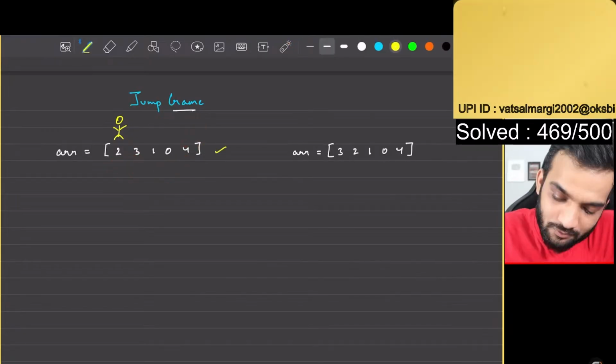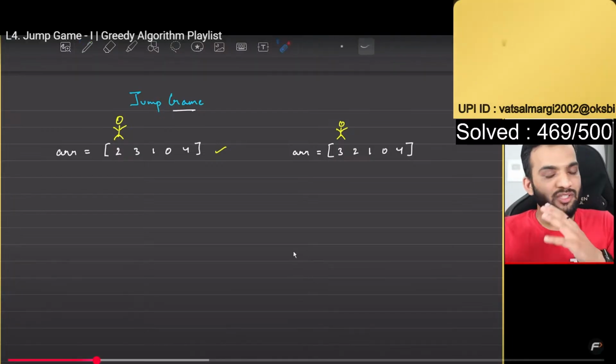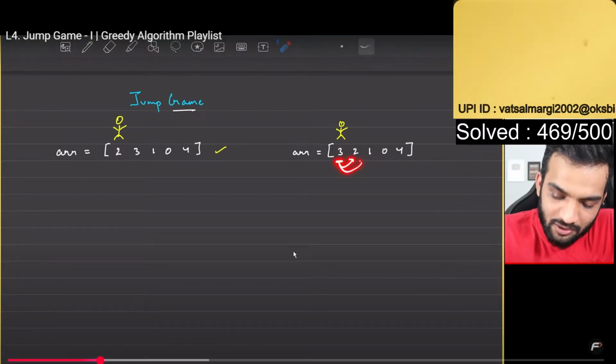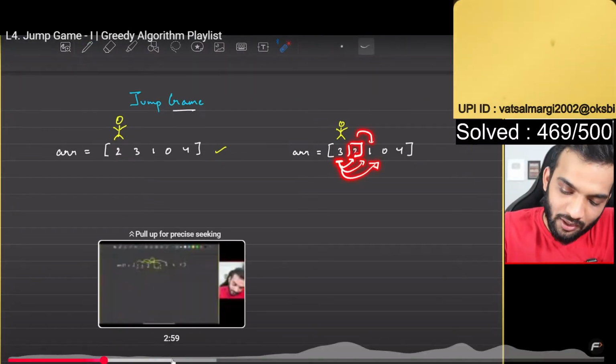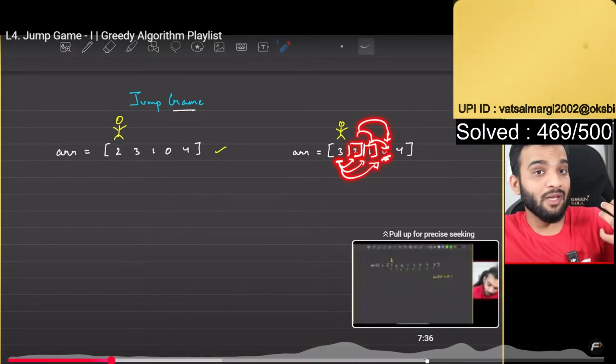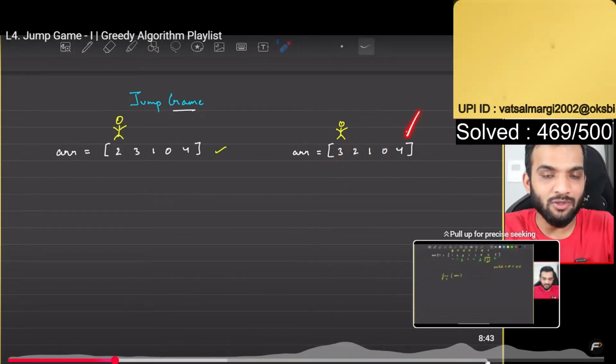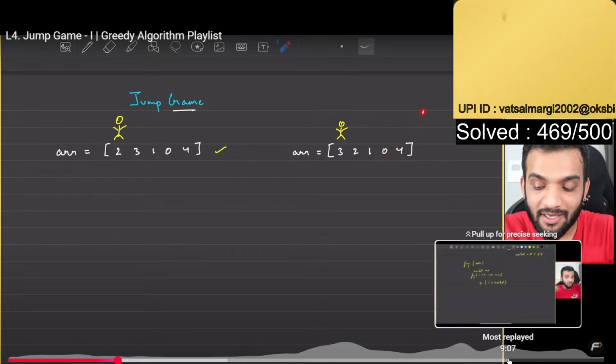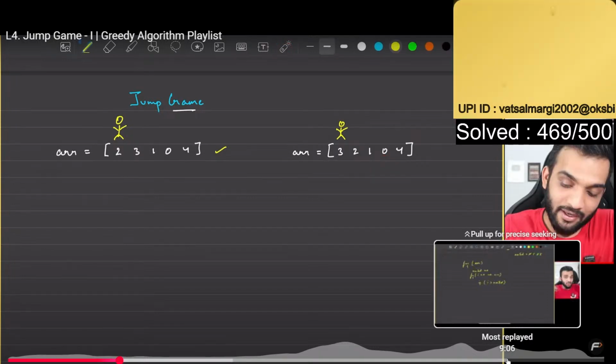Okay, let's try out the other example. I'm standing over here. Can I reach the end? Let's try it out. If I start from here, I can reach here, here, or here. From 2, I can reach here or here. From 1, I can only reach here. You can try out all possible ways. I'm not able to cross 0. Forget about the last, I cannot cross 0. Thereby, I cannot reach. If I cannot reach, I'll be returning false.